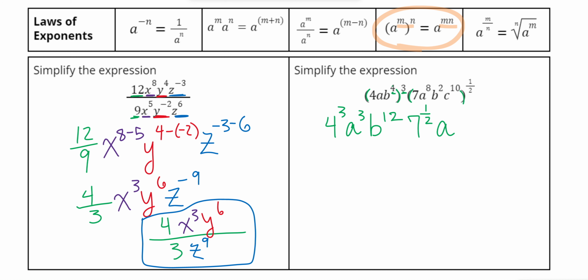Then I match up terms that have the same base. So I have a to the 3rd power here and a to the 4th power here. The rule that's going to be helpful for me is this one right here: if two terms with the same base are multiplied, you add the exponents. So I would have a to the 3 plus 4, a to the 7th. Then let's look at the next variable that we have, which is b. And here's a b here. So I have b to the 12th plus 1, so b to the 13th.